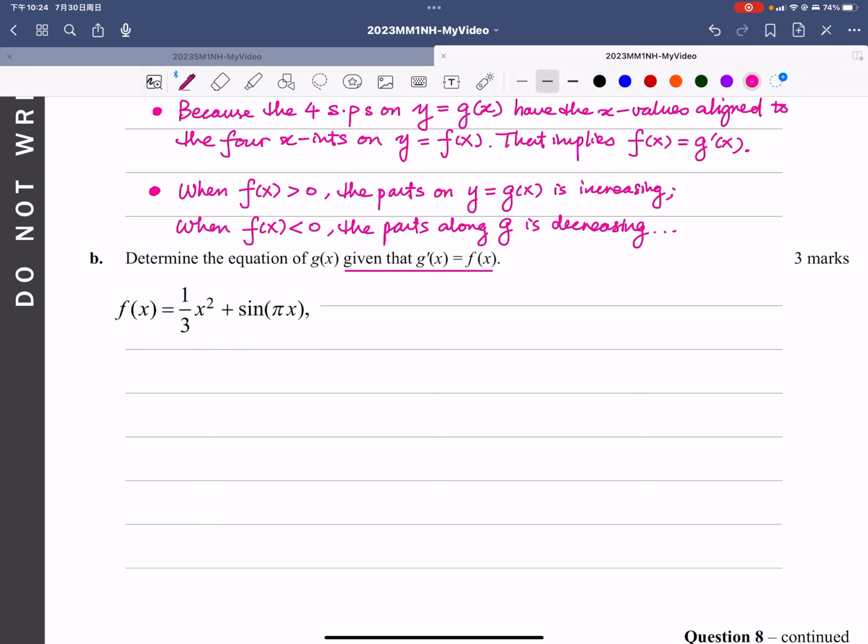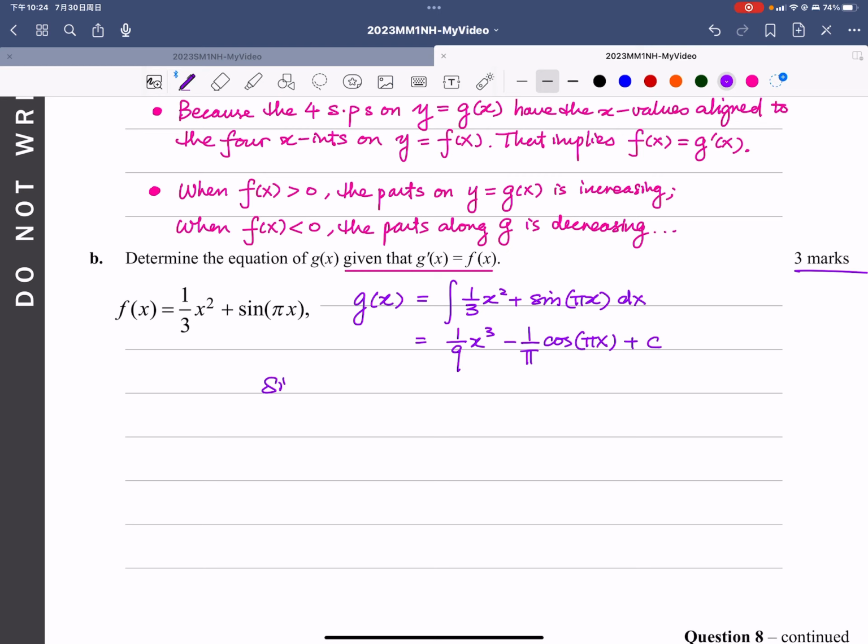Now, g of x is the anti-derivative of 1/3 x squared plus sine pi x dx. Basically I should get 1 over 9 x to the power 3. We raise the power and divide by the new power. Anti-deriving sine will give you negative cosine pi x, but don't forget to divide by the constant here. Minus 1 over pi cosine pi x plus c.